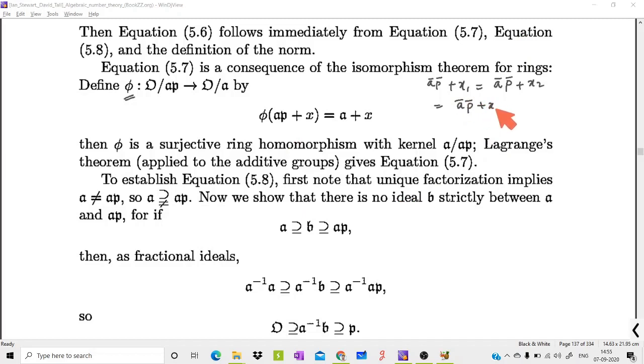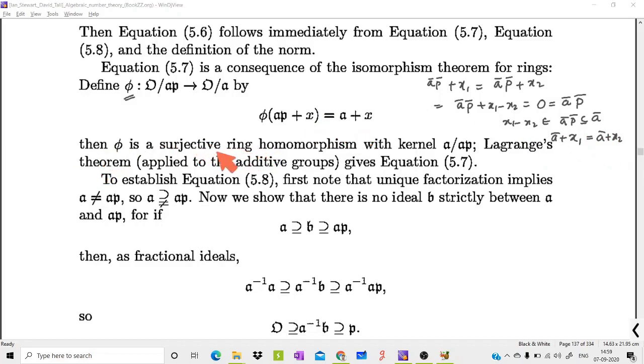we get AP plus x1 minus x2 equal to 0. What is 0 here? 0 is AP itself. Now you can get x1 minus x2 is an element of AP, but AP is contained in A. Every element of AP is a multiple of some element of A. So from this you can write x1 minus x2 is an element of A, then A plus x1 is the same as A plus x2. So this implies that this map is well defined.